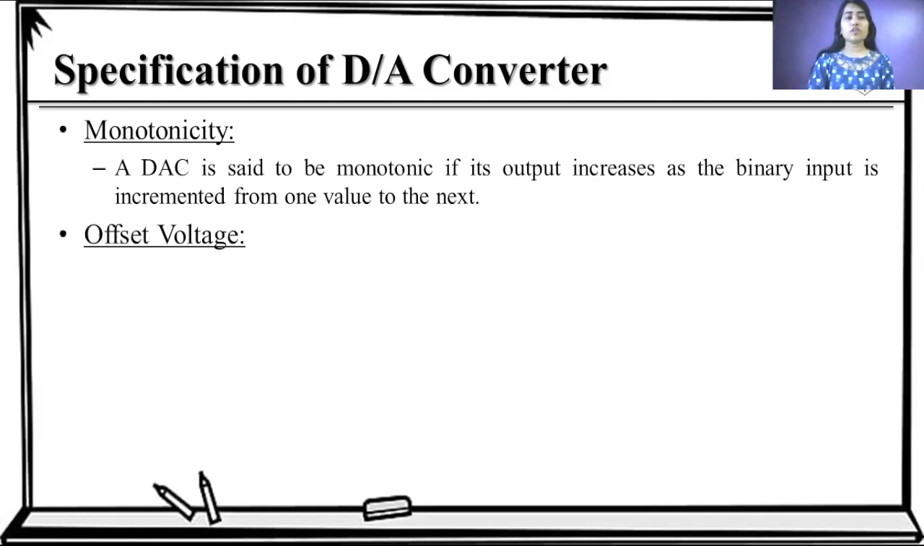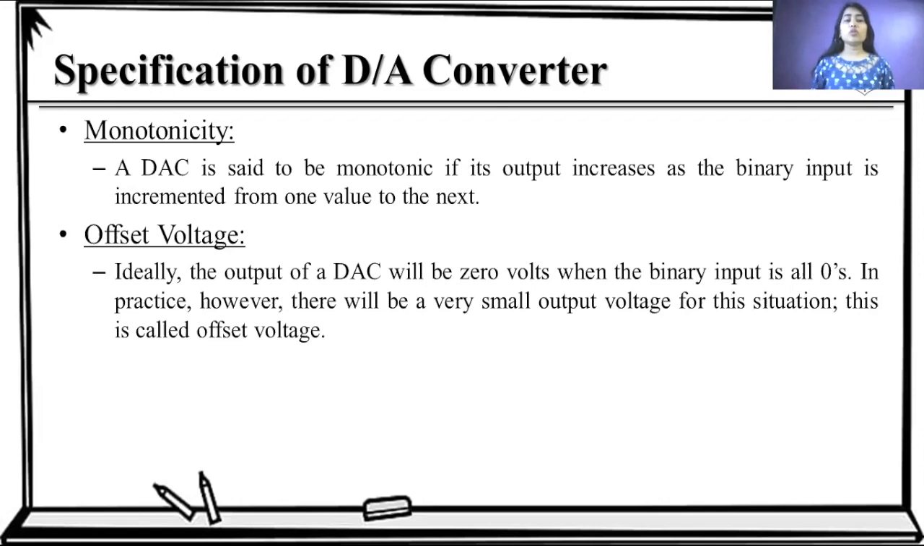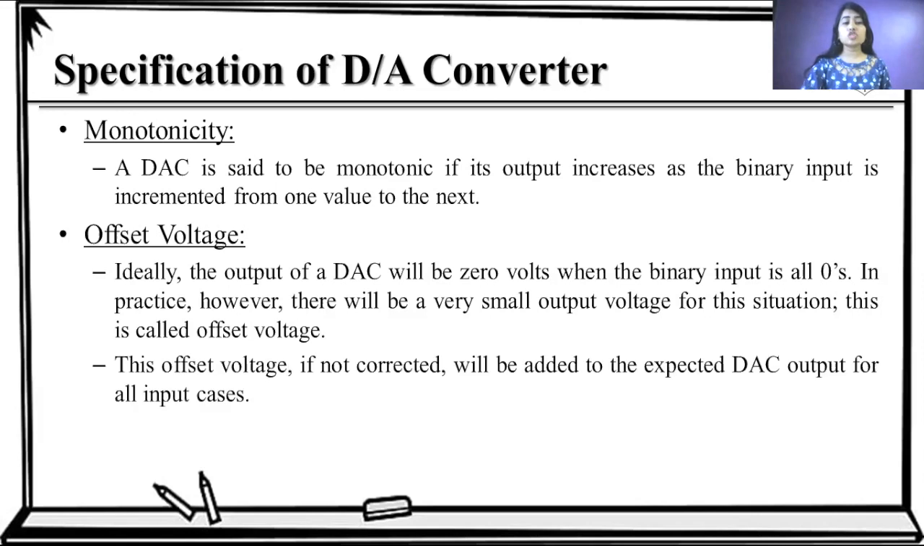Then fifth, offset voltage. Ideally, the output of a DAC will be 0 volt when the binary input is all zeros. In practice, however, there will be a small output change for this situation. This is called offset voltage. Basically, for 0 input, we should get 0 output. But in real-time applications, we have a small output voltage. This is called offset voltage, and this has to be corrected.